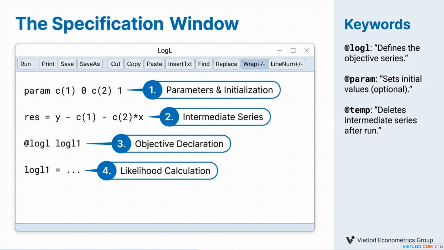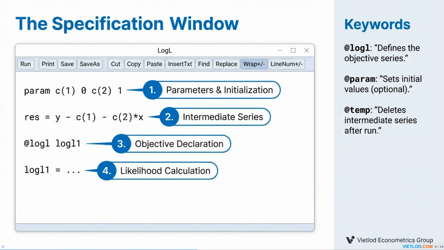The first step is parameter initialization. Here, you declare the coefficients you want to estimate, like C(1) and C(2). You can use the @param keyword to set initial starting values. Next, you can create intermediate series. These are temporary variables, like the residual res, that help simplify the final likelihood calculation.